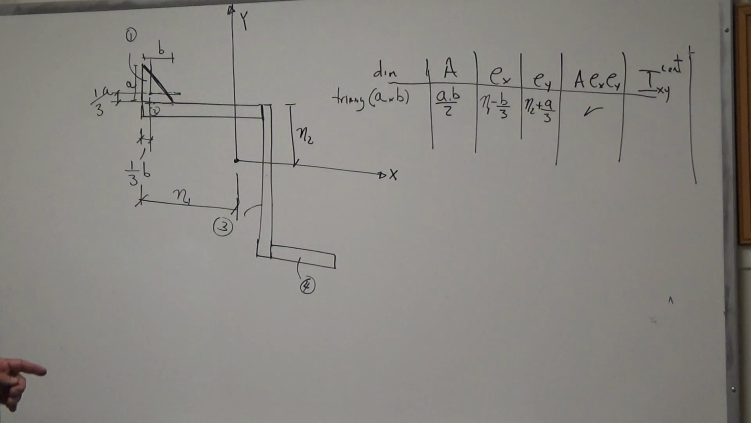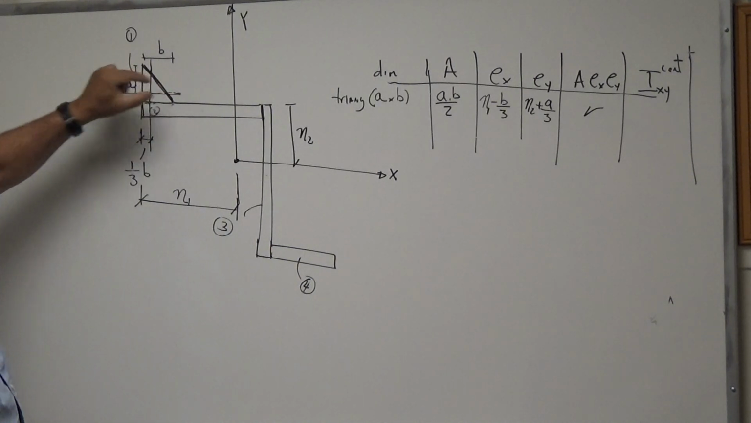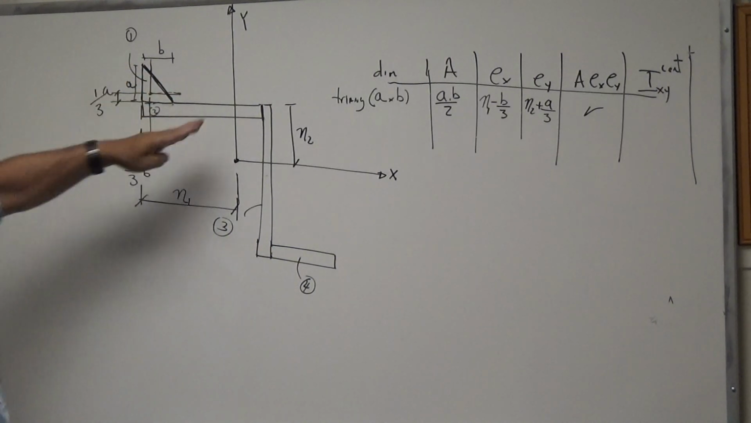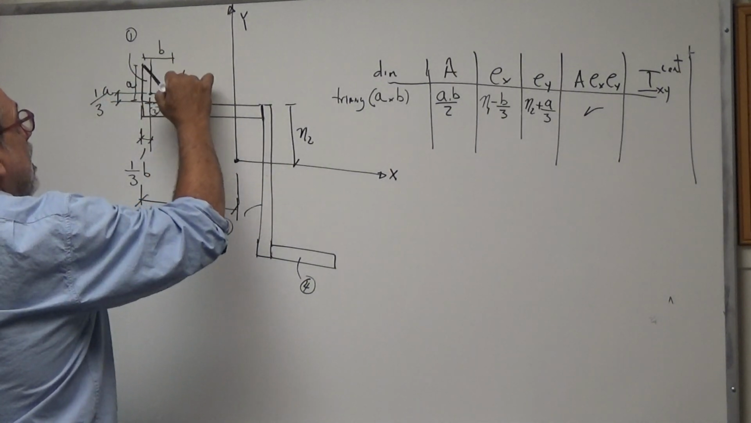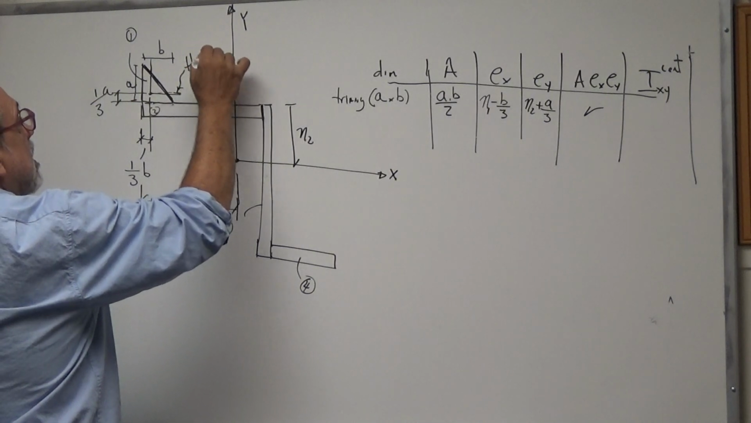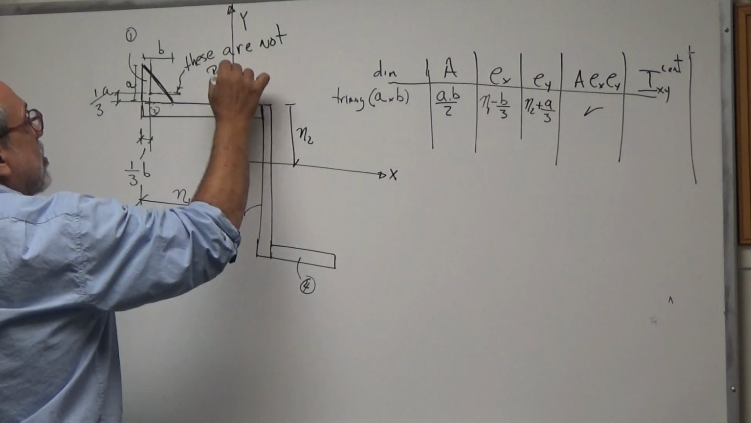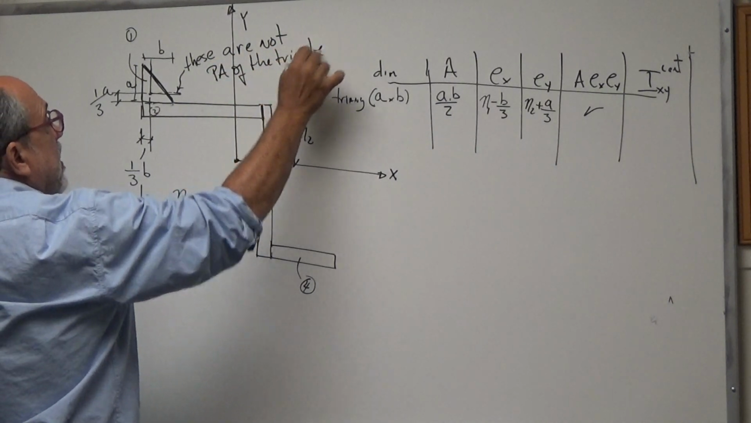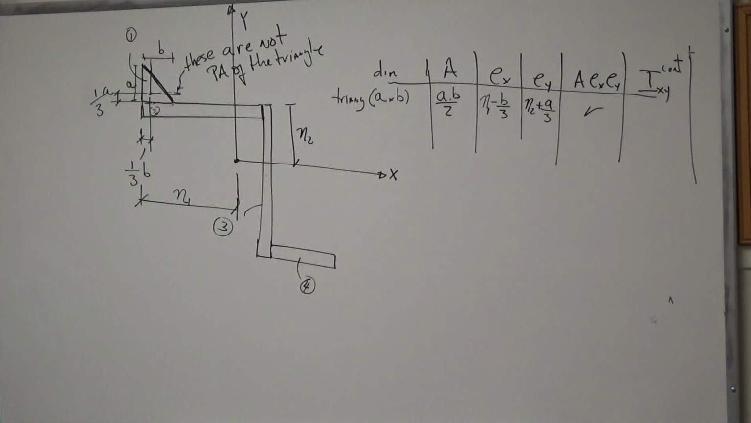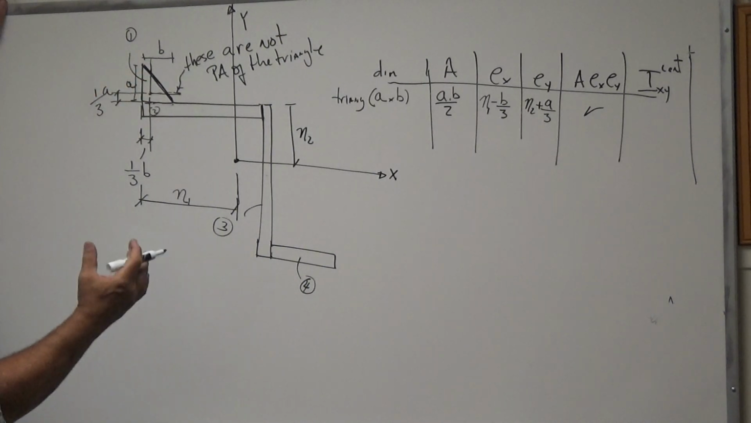However, these axes are not principal axes of this triangle, right? They're parallel to the principal axes, so they have to be, but they're not principal axes of the triangle. Therefore, since they're not principal axes of the triangle, there is an IXY about those axes over here. What is it? It's a formula.